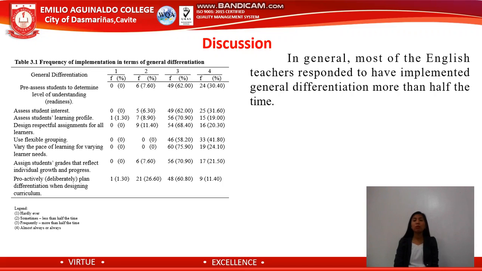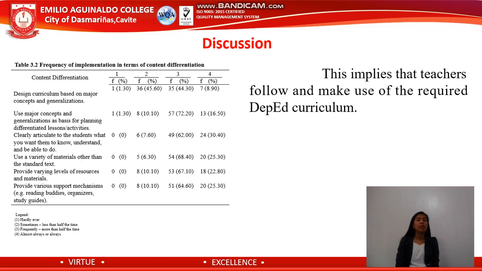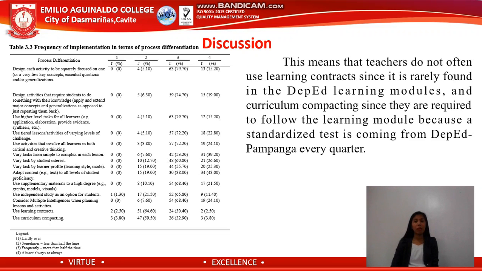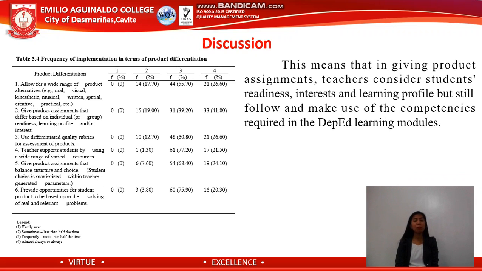Table 3.1, frequency of implementation in terms of general differentiation. In general, most of the teachers responded to have implemented general differentiation more than half the time. Table 3.2, frequency of implementation in terms of content. This implies that teachers follow and make use of the required DepEd curriculum. Table 3.3, frequency of implementation for process. This means that teachers do not often use learning contracts, since it is rarely found in the DepEd learning modules, and curriculum compacting, since they are required to follow the learning module because a standardized test comes from DepEd Pampanga every quarter.